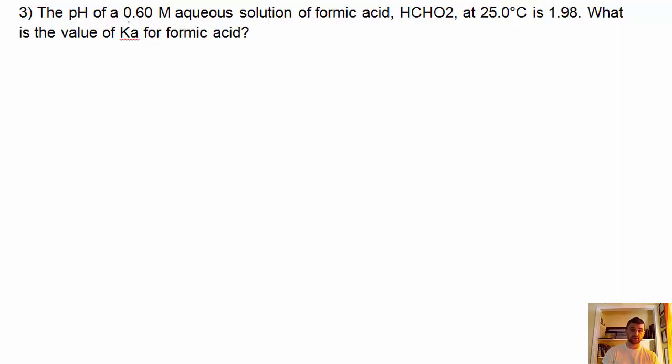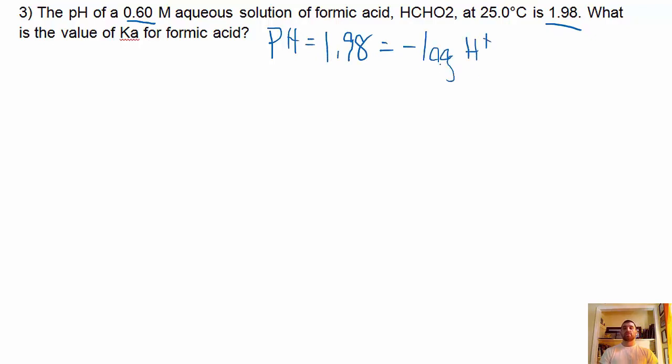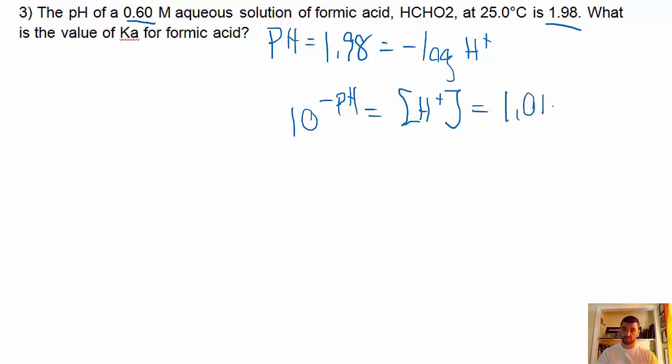We know the pH is 1.98. Let's do a little math. If pH equals 1.98, that also equals the negative log of the H plus concentration. I have to get H plus by itself, so I get 10 to the negative pH equals the concentration of H plus. pH is 1.98. I plug that in, and I get my number, which is 1.05 times 10 to the minus 2.